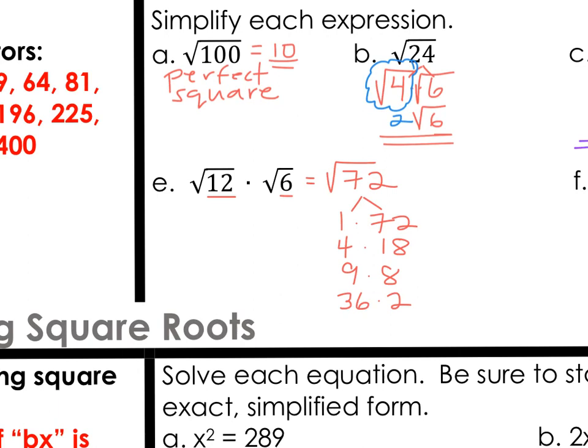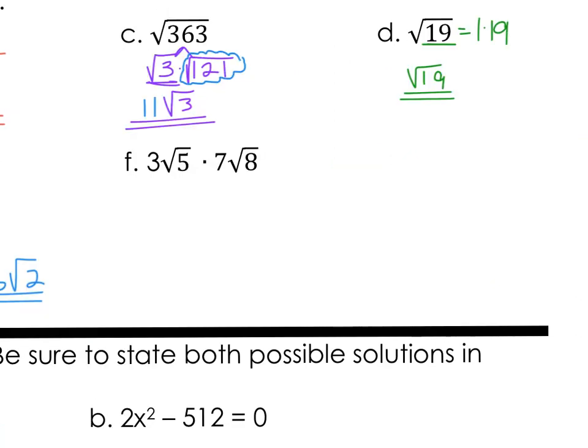When simplifying, that's your goal. You want to try to find the biggest perfect square factor. If I take the square root of 36 times the square root of 2, the square root of 36 is a perfect square. That equals 6. The square root of 2 stays on the inside, and that's simplifying that product.